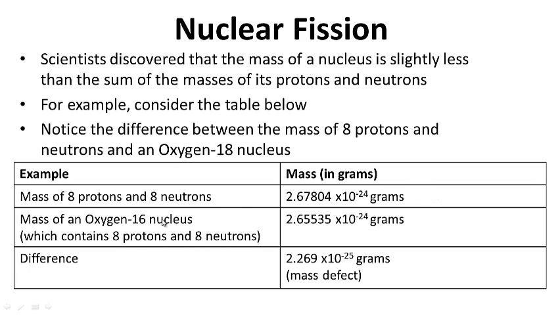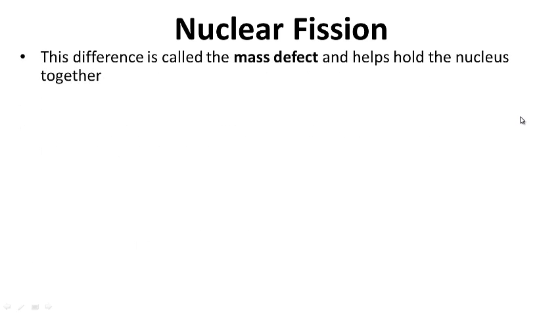mass of an oxygen-16 nucleus, which contains 8 protons and 8 neutrons, weighs slightly less, 2.65535 times 10 to the negative 24th grams. Okay, so it weighs slightly less. Well, this difference in mass is called the mass defect, seen down below. Okay, so this difference is called the mass defect and helps hold the nucleus together.